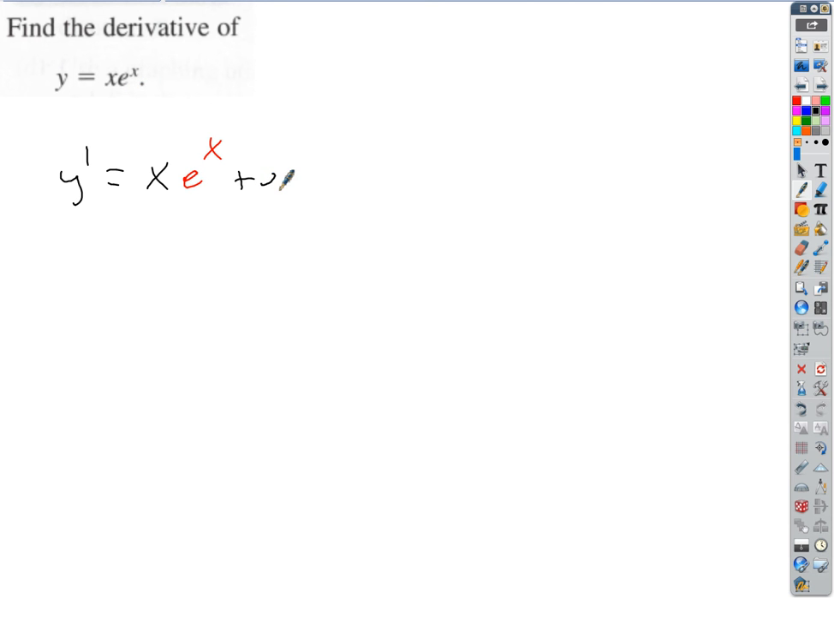Plus the second factor, e to the x, times the derivative of the first. Okay, so there's my answer then, very simple: x e to the x plus e to the x. If I want to, I could factor out an e to the x and write it like that. Kind of optional. Okay? No big deal, very simple, right? But prior to today, as easy as that was, we couldn't have done it. You need the product rule for that.